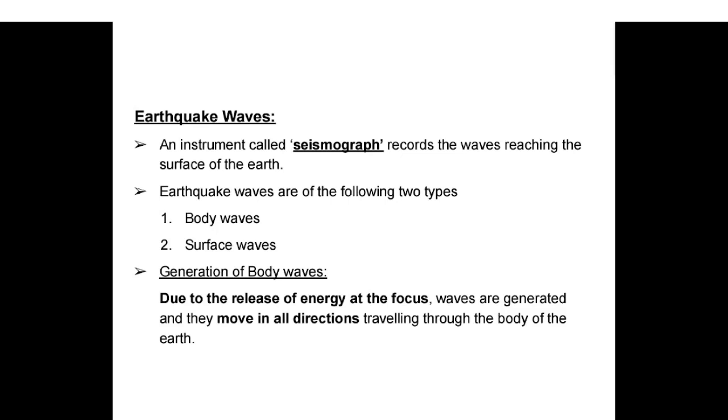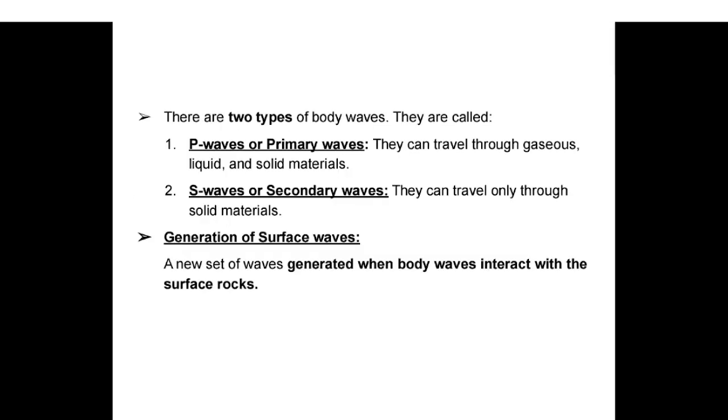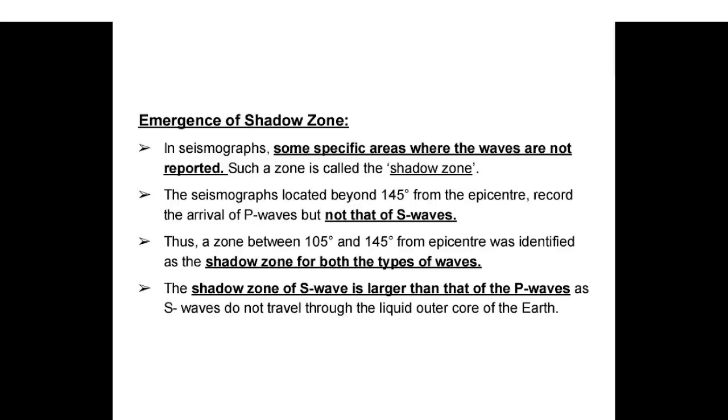Generation of body waves. Due to the release of energy at the focus, waves are generated and they move in all directions traveling through the body of the earth. There are two types of body waves. They are called P waves or primary waves and S waves or secondary waves. The primary waves or the P waves can travel through gaseous, liquid, and solid materials, whereas the S or secondary waves can travel only through the solid materials. Generation of surface waves. A new set of waves is generated when the body waves interact with the surface rocks.